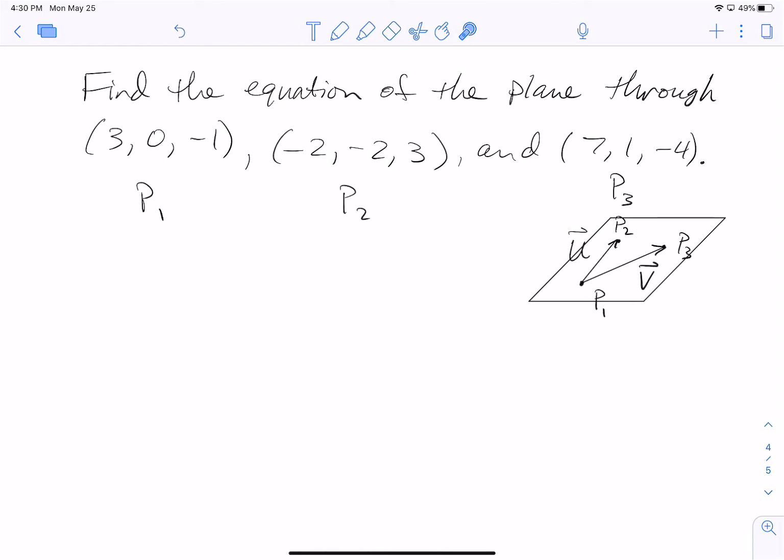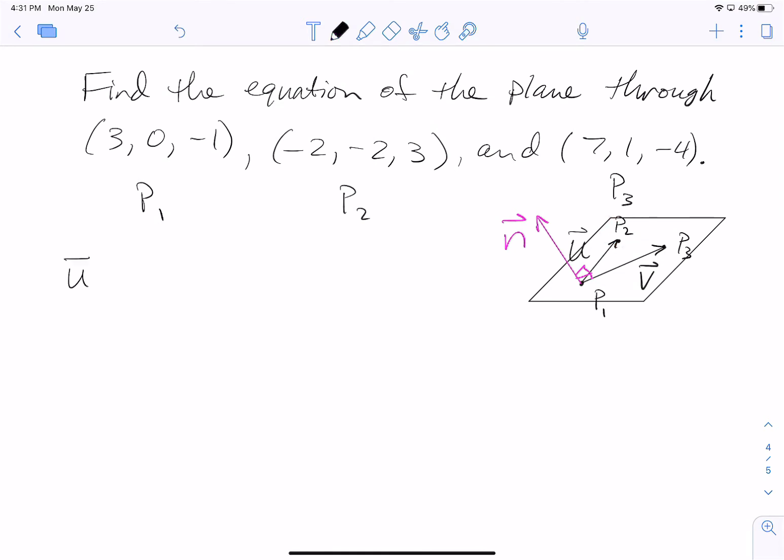If we form the cross product of U and V, then we will, by virtue of the cross product, get a vector that is orthogonal to both U and V. That vector will turn out to be the normal vector for the plane. And so the idea here is form 2 vectors, find their cross product, and then use any of the 3 points in the equation of a plane.